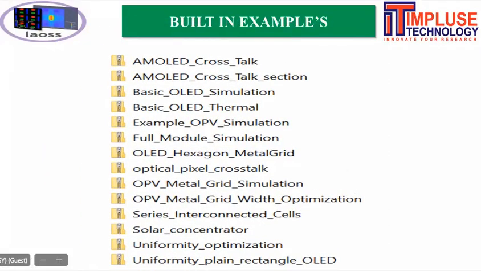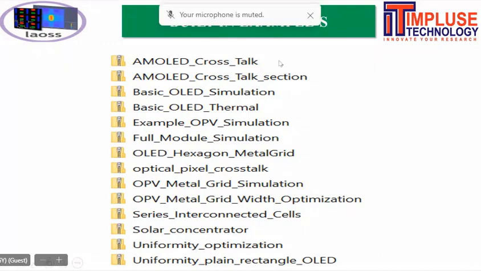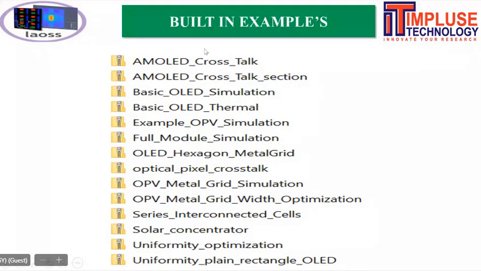Now in this LAOSS, there are a couple of examples. Examples like AMOLED, active matrix organic light emitting crosstalk. The example is already given to the beginner, how the beginner will start learning on the tool. AMOLED with crosstalk and different sections. Section in the sense the different segments.